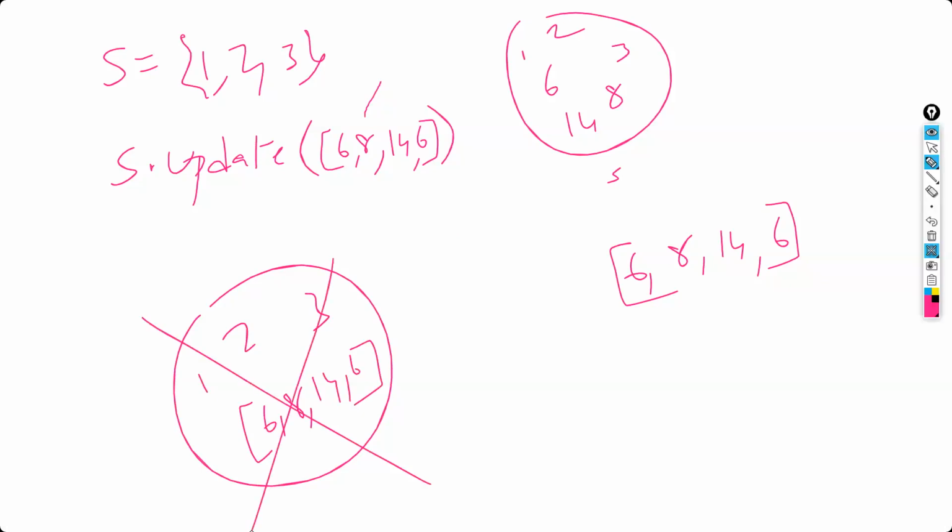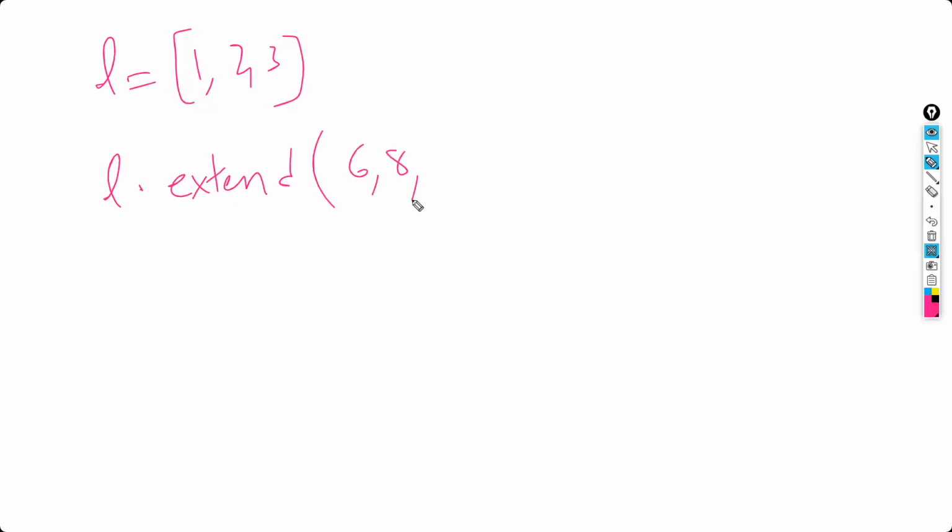It is extend. For example, let us take like this. L is equal to [1, 2, 3]. Now you want to add 6, 8, 14 and 6. Multiple four items you want to add in the list as multiple items, not as a single item. Now if I'm writing in the extend, are you going to write only 6, 8, 14, 6 like this? It will throw the error now. Then what are you going to do? You are going to provide a list of them. Then it is going to add the 6 as an individual item, 8 as an individual item, 14 as an individual item and 6 as an individual item.